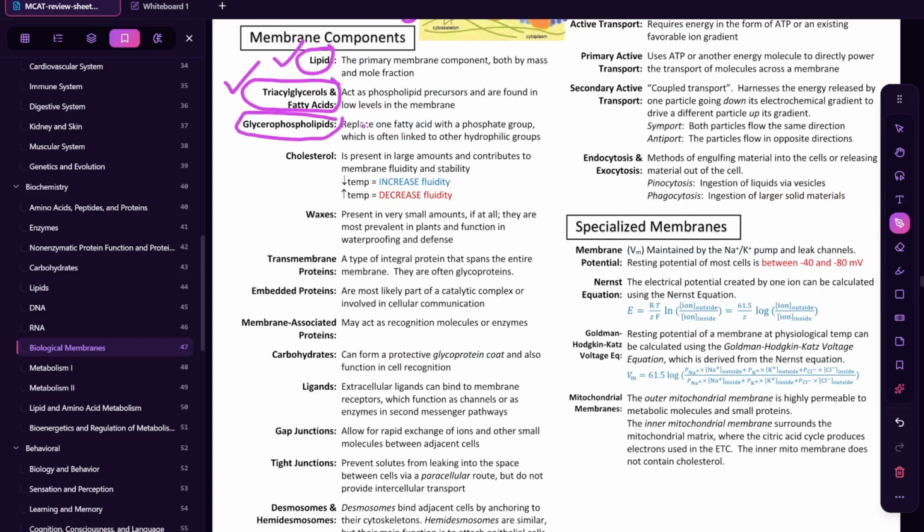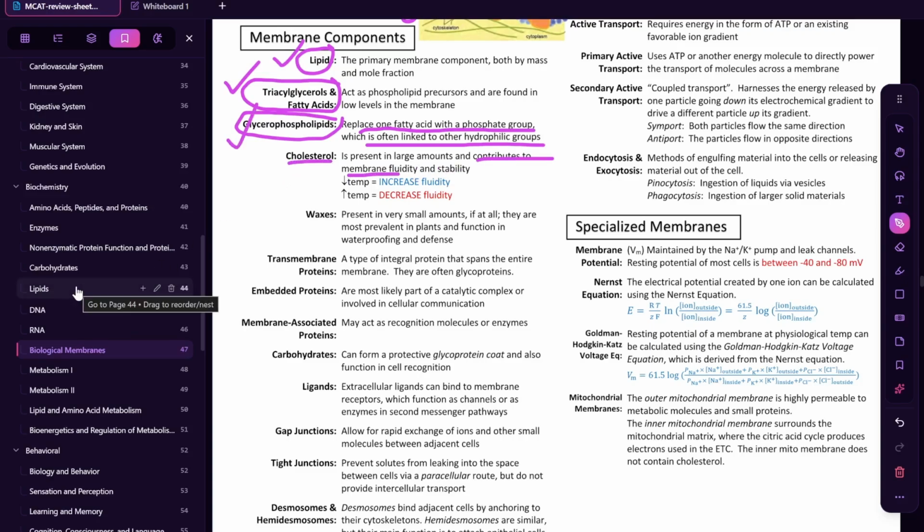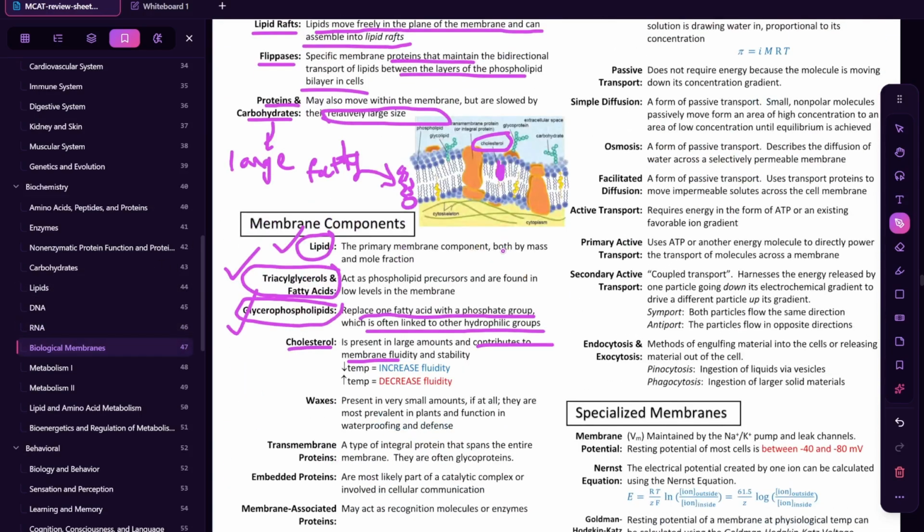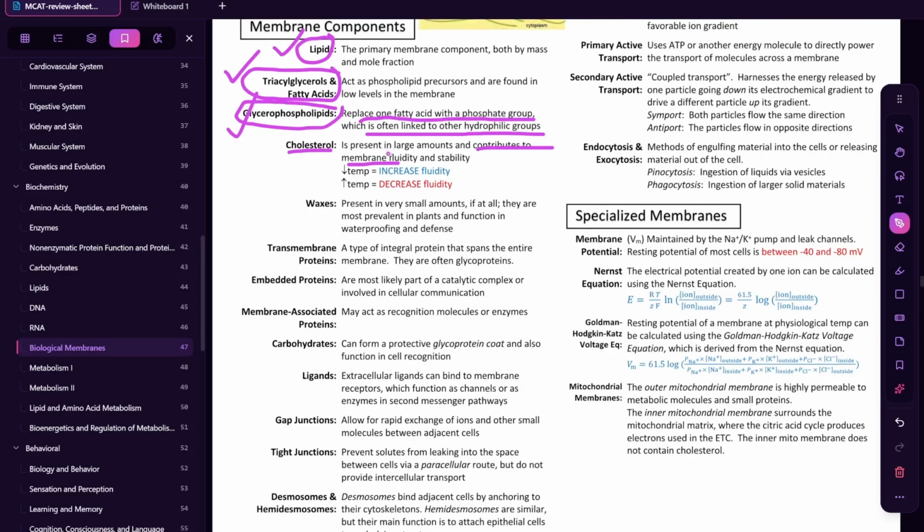Glycerol phospholipids replace one fatty acid with a phosphate group, which is often linked to other hydrophilic groups. Cholesterol, remember we said that it contributes to the membrane's fluidity earlier, in chapter 5, I think. Was it chapter 5? Yeah, I think it was chapter 5, on lipids. So when the temperature is low, cholesterol will help increase fluidity. When the temperature is high, it decreases the membrane fluidity. So it helps in this balancing act for the membrane's fluidity. Waxes are present in very small amounts, and they're mostly prevalent in plants and function in waterproofing and defense.